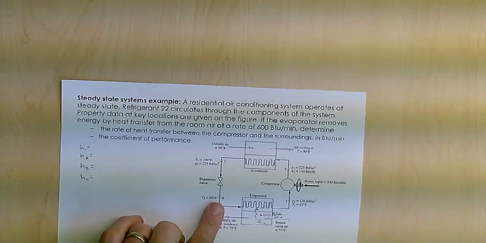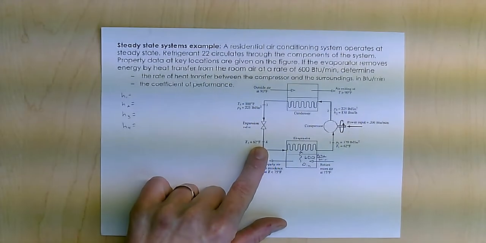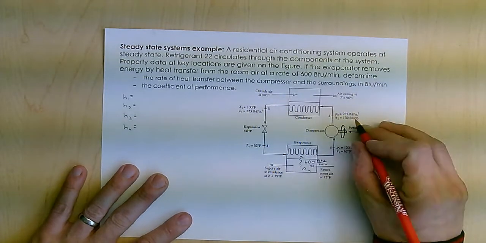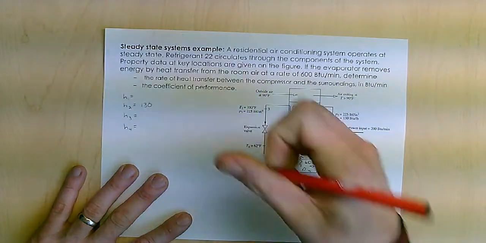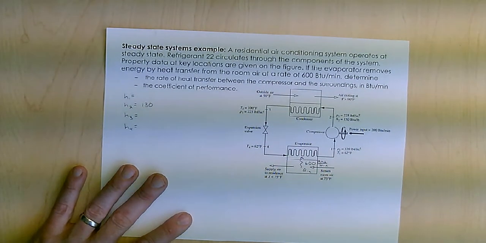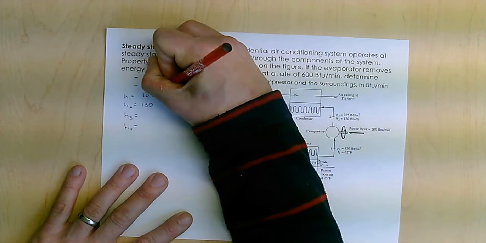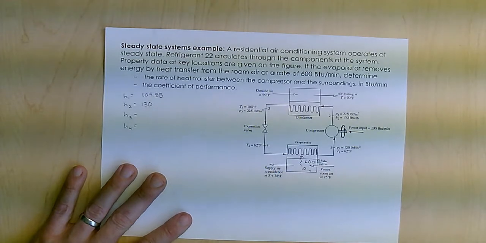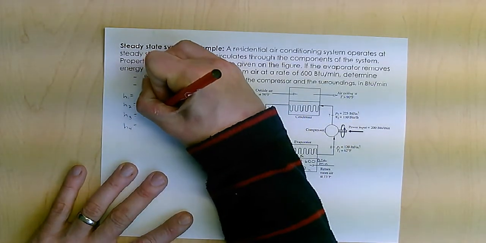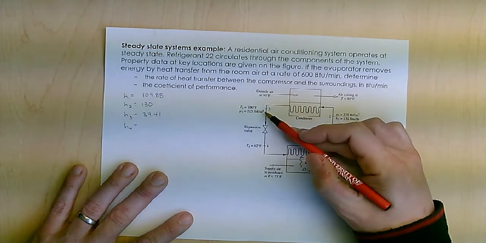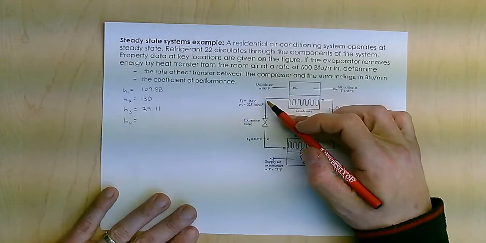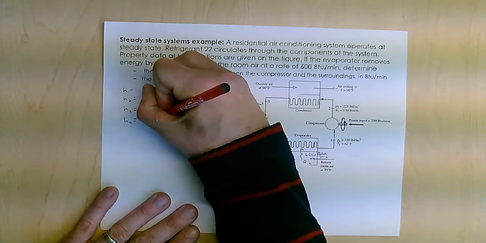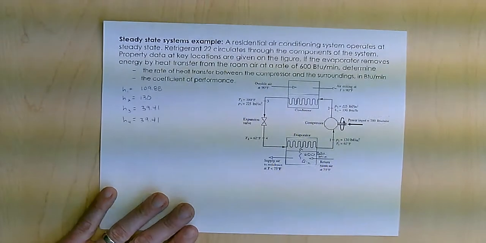Now H4 is on the other side of an expansion valve, a throttling valve, so the H is constant from H3 to H4. So let me go through here. H2 was given to me. That's 130. H1 I looked up. That was pretty much saturation, so I call that 109.88, and these are all BTUs per pound. And then H3 and H4 are both 39.41, and again, they're equal. State 3 I approximate as a saturated liquid at 100 degrees because I'm below that vapor dome, but I don't have a table for it. So I've got all of my H values.